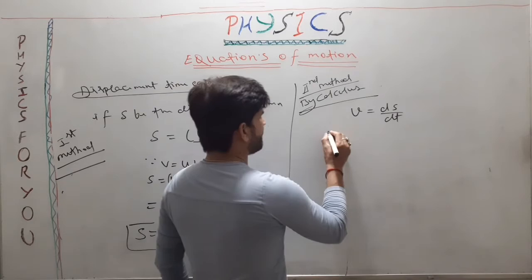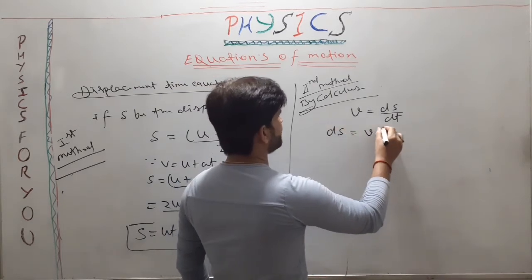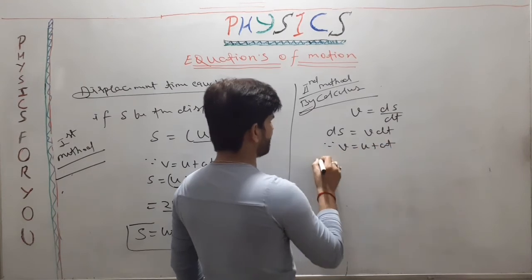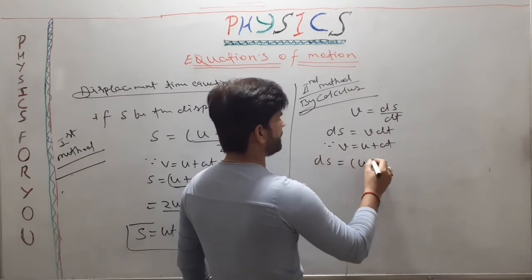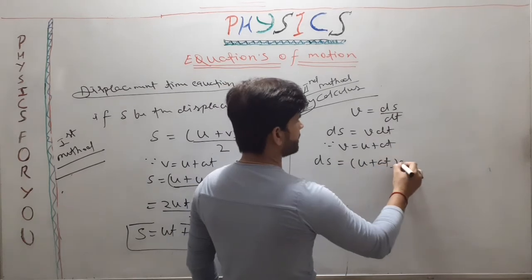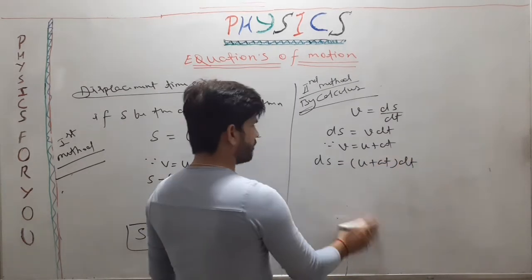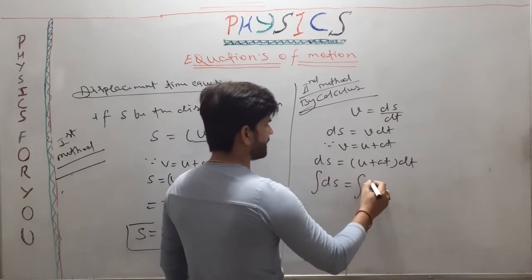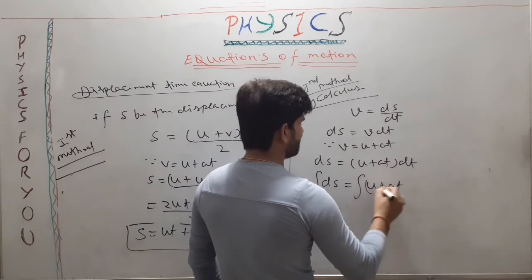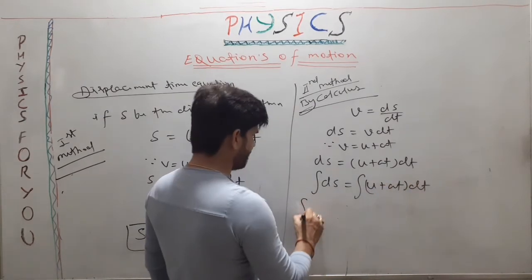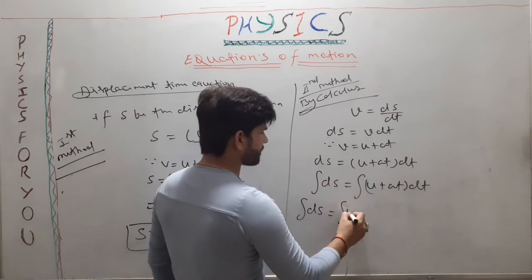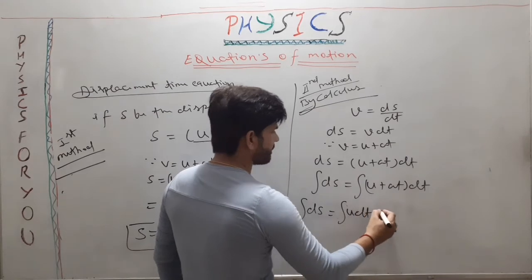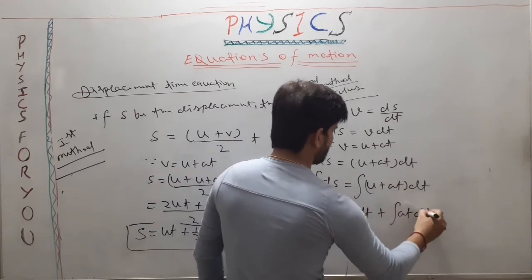Okay, by cross multiplying we have df equals to v dt, and because again v equals to u plus at, so we can write here df equals to v replaced by u plus at, and dt. Now on integrating this, integration of df, integration of u plus at dt, it can be written as integration df, the first term is u dt plus the second term is at dt.